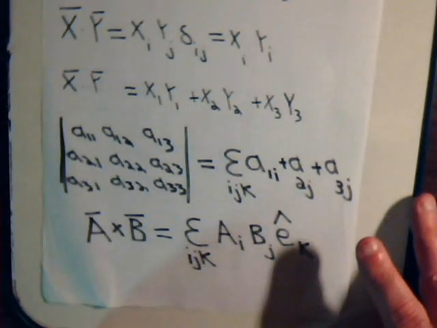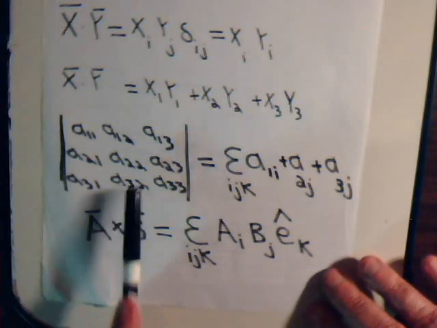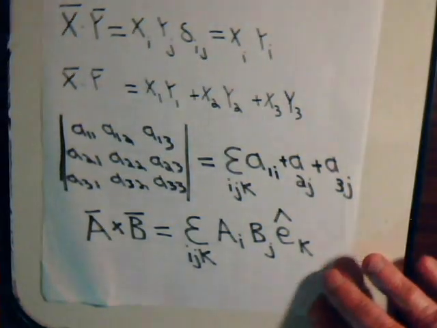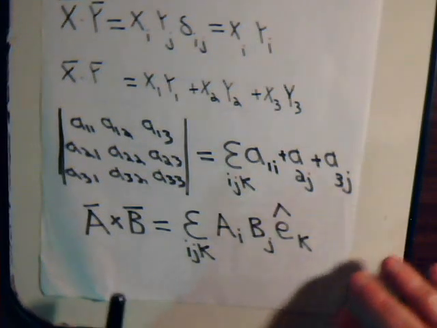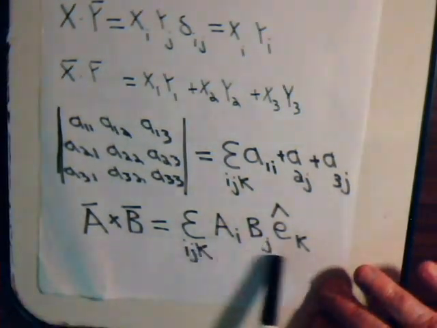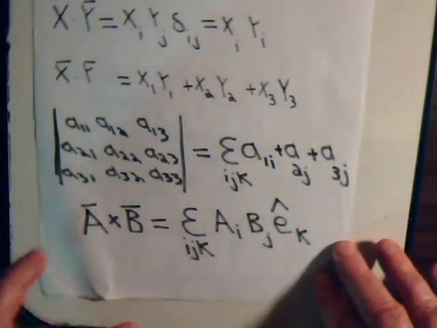And then in video number 2, we showed that the determinant of a matrix can be expressed using the permutation symbol. And then in videos 3 and 4, we worked with the cross product and the permutation symbol. Now we're going to work with the scalar triple product and the permutation symbol.